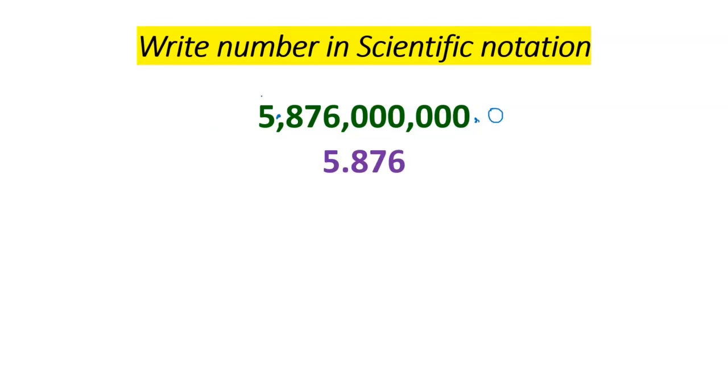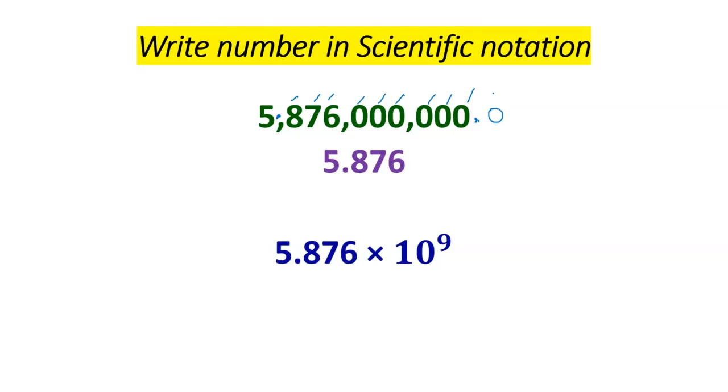Let's count how many digits we have between the two decimals. 1, 2, 3, 4, 5, 6, 7, 8, 9. And therefore, my scientific notation will be 5.876 times 10 to the power 9.